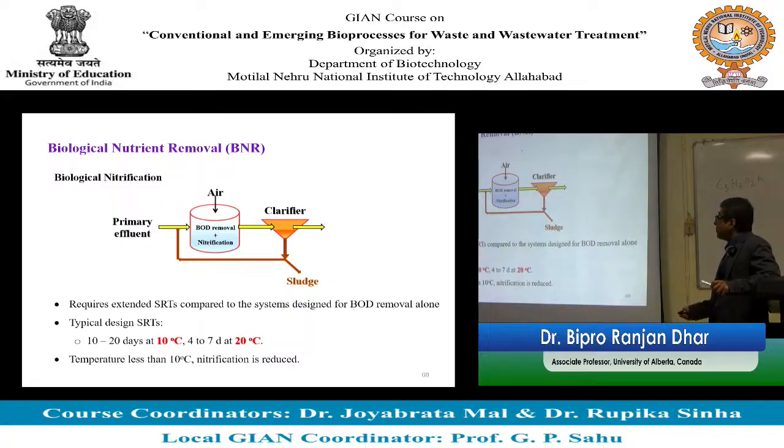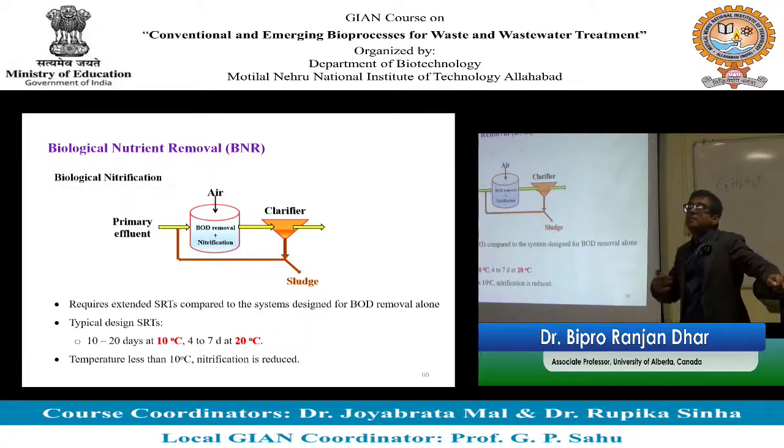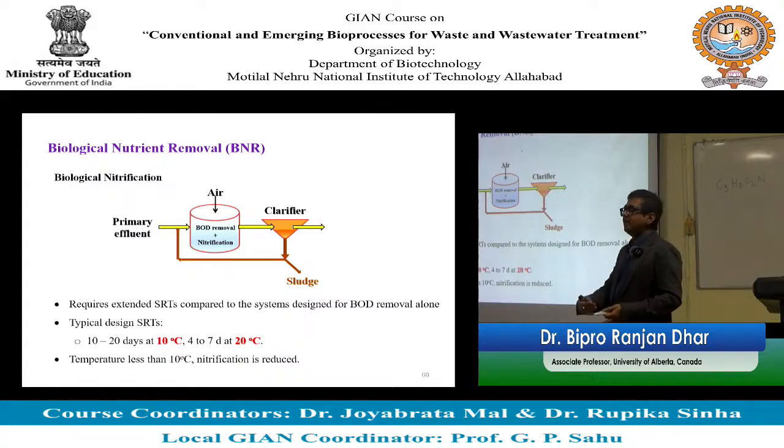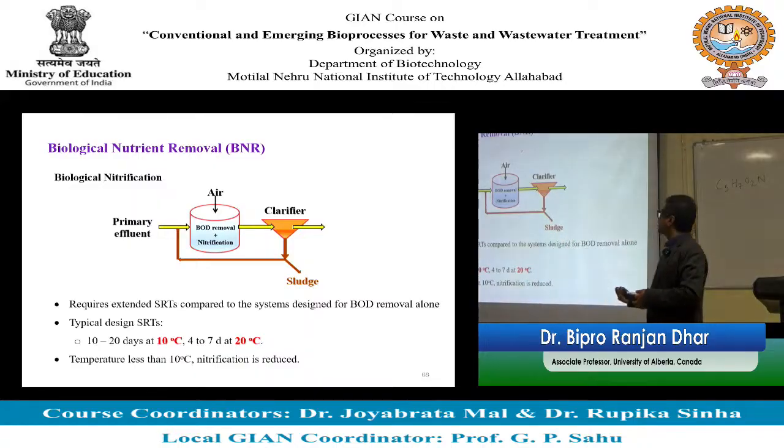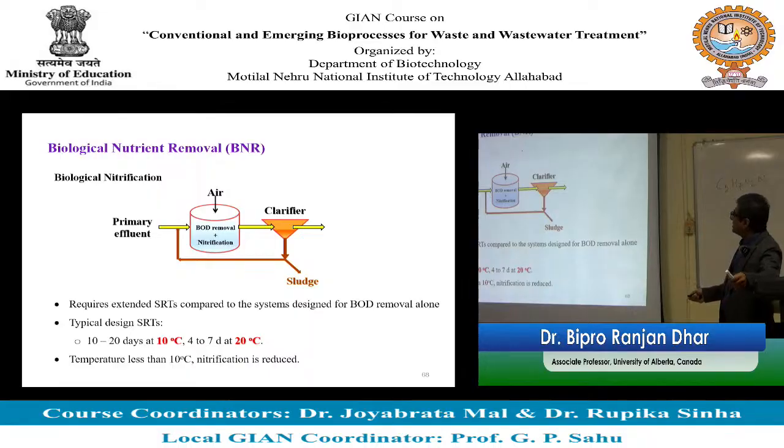But at 10 degrees Celsius, especially for countries like Canada, that's a big problem. In summer we can easily achieve complete nitrification, but in winter that's a big problem. Nitrification is the first step, right? If you don't have nitrification, the second step doesn't matter. First you have to convert ammonia to nitrate for your denitrification. When the temperature is less than 10 degrees Celsius, nitrification is significantly reduced.